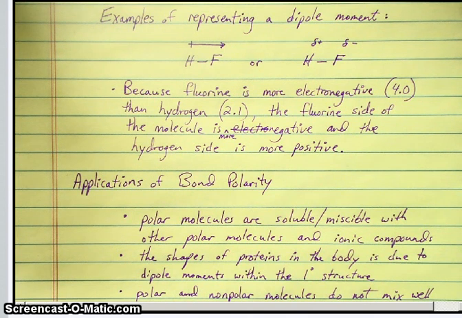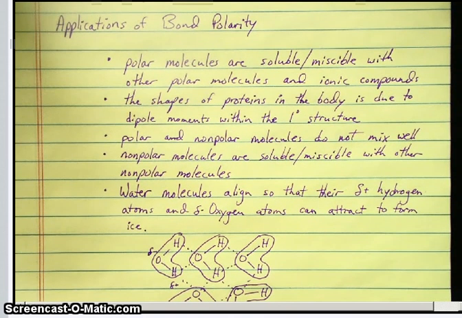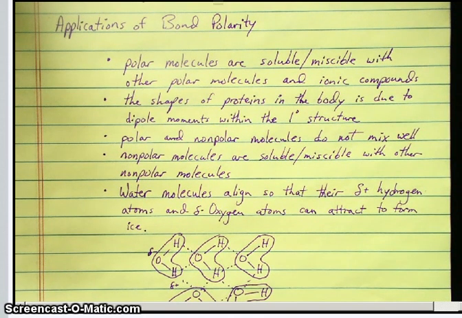Over to the right, you can see some delta symbols. Those are lowercase deltas, and that's another way of representing the polarity or the dipole moment. So our partially positive hydrogen with low electron density and the partially negative fluorine with a high electron density. There are some applications of bond polarity, and this is our third question that we're covering. And we'll get more into these later, but I just wanted to introduce them to you in this section since we're talking about it. And that is polarity and dipole moments affect solubility.